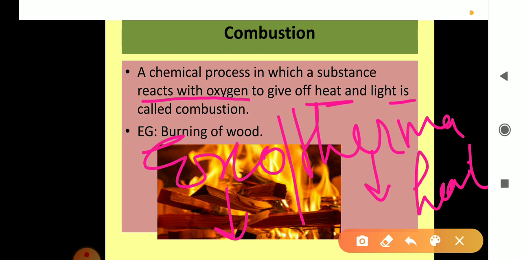Okay, and examples I can give you: burning of fuels like coal and wood, cow dung cake, petrol, diesel. Due to the burning process, due to combustion, heat energy comes out. It is produced and used for various purposes. Sometimes light energy is also given out during combustion, either as a flame or as a glow. For instance, flame in the case of burning wood and glow in the case of burning coal.